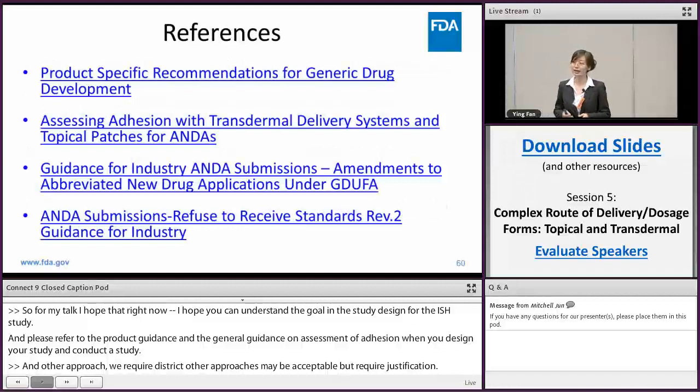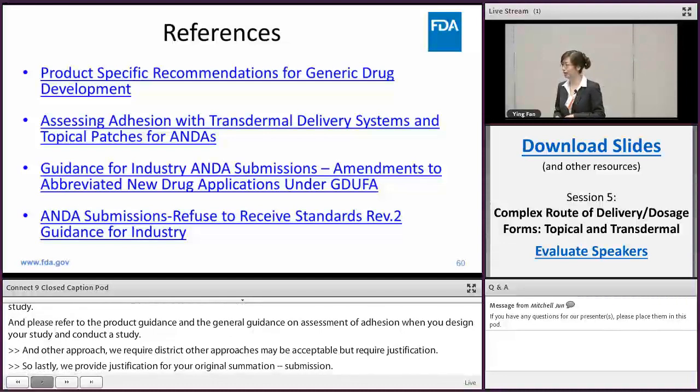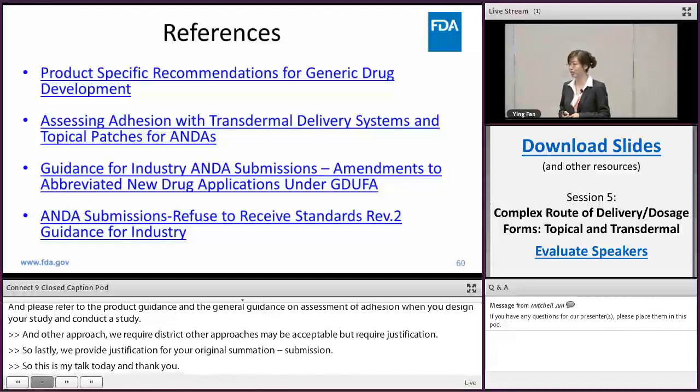And then I will hand over to Dr. Stella Grosser to give a talk on the common deficiencies from the statistics perspective.